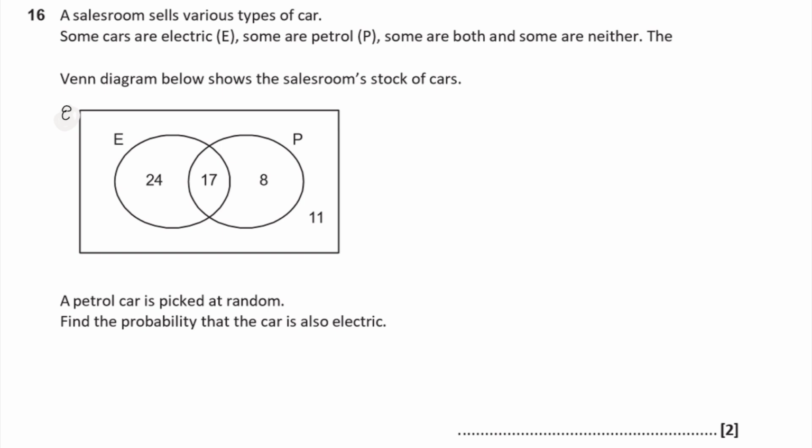Question 16. A salesroom sells various types of cars. Some cars are electric, some are petrol, some are both, and some are neither. The Venn diagram below shows the salesroom stock of cars. A petrol car is picked at random. Find the probability that the car is also electric.